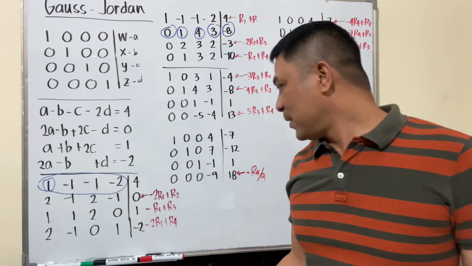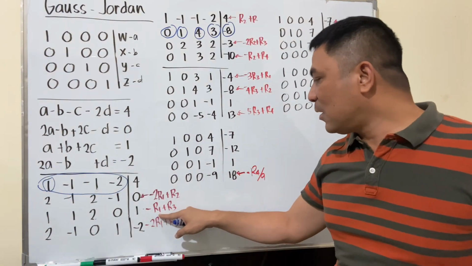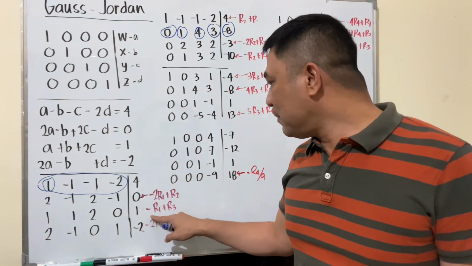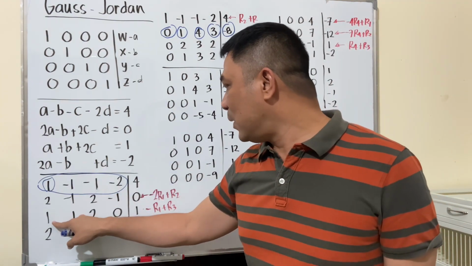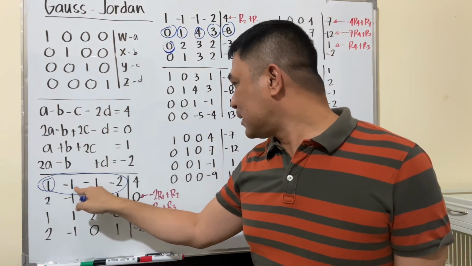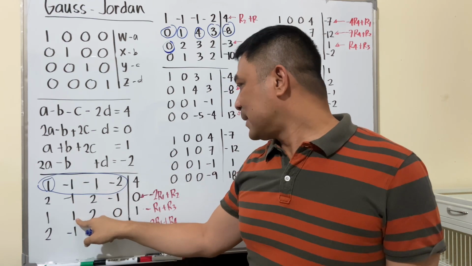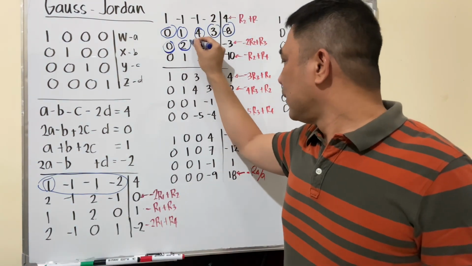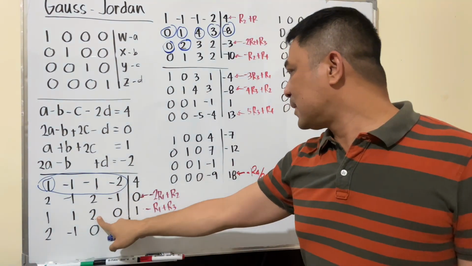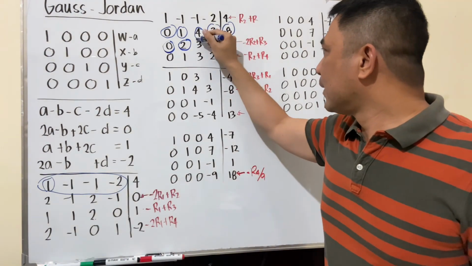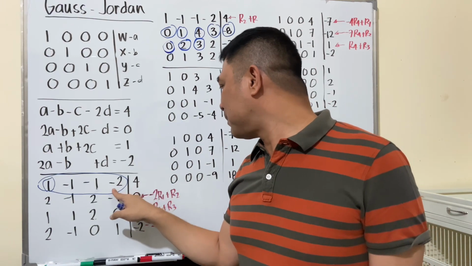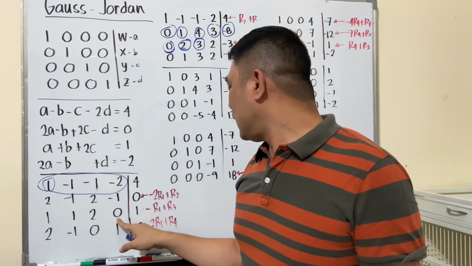Again, we're doing this to make the first column below the 1 into 0. The formula here is -1R1 plus R3. So negative R1, that is -1 plus 1, that is 0. Then negative R1, that's positive 1, plus R3, that is 2, and negative 1 times negative 1 is positive, plus 2, that is 3. Then negative R1 times negative 2 is positive 2, plus 0, that is 2.